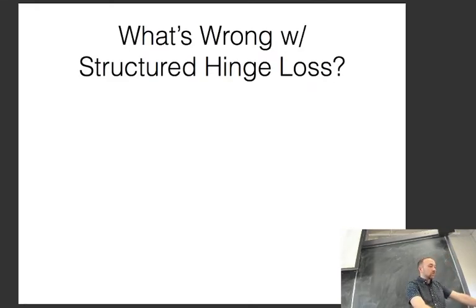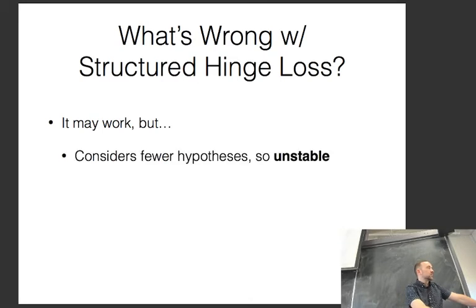So what's wrong with the structured hinge loss that I introduced last time? Basically, it will work in many cases, but the problem is it considers few hypotheses. As a refresher, the structured hinge loss basically generates a negative example and then penalizes that negative example. It doesn't consider all of the possible hypotheses like maximum likelihood does.